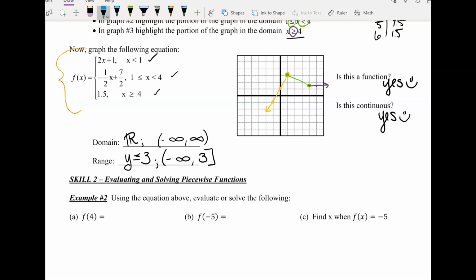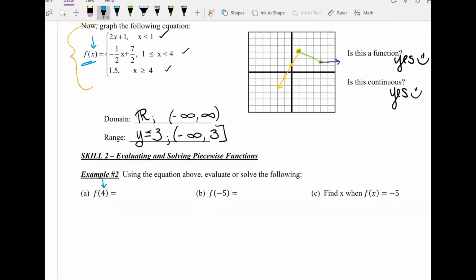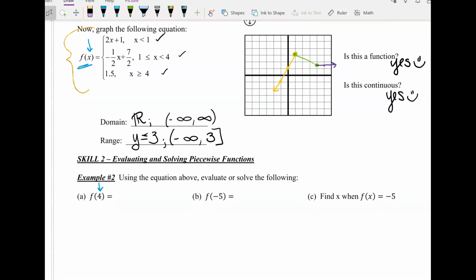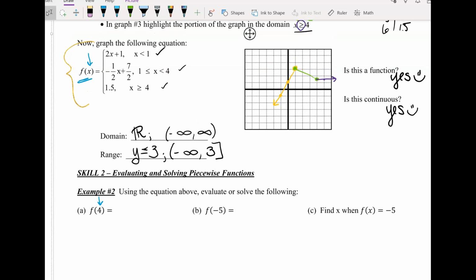So here we go. If we know that it's f of x, and I'm asking you to identify f of 4, ladies and gentlemen, the first thing you need to do is check the domain restrictions. I'm going to say it again. It's important. You should write it down. You need to check the domain restrictions. What that means is, I'm going to look at the first one. x less than 1. Is 4 less than 1? And we're going to say no. So this one is not the piece that corresponds to f of 4.